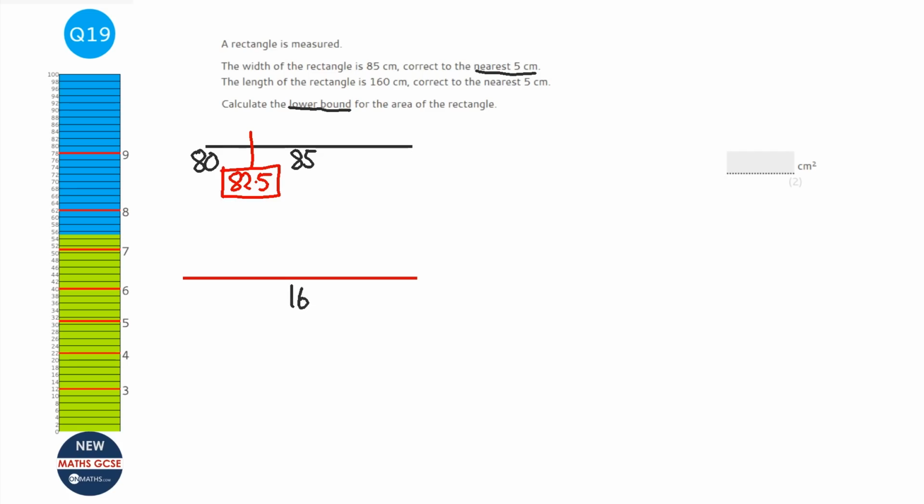So we've got 160 in the middle. And the next one down would have been 155. And then when we draw the line, well, it's going to be 157.5.